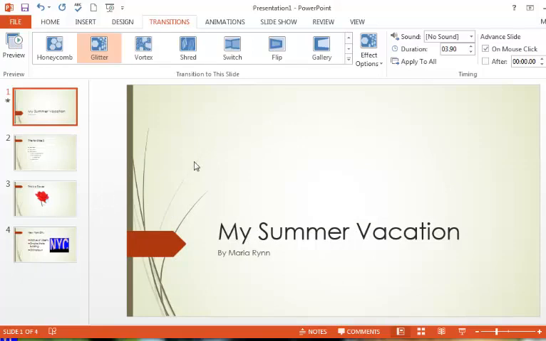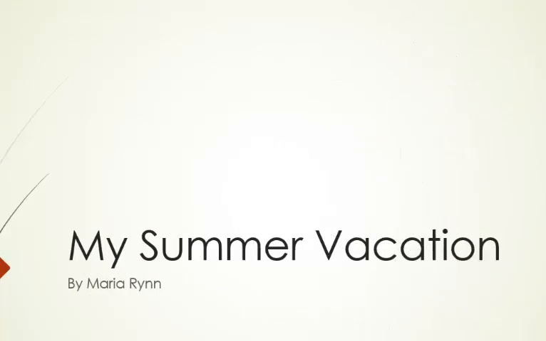I'm now going to run the slideshow so that you can see what it looks like to the audience. Another way to run the show is in the lower right-hand corner of the screen. There's a small icon entitled Slideshow. If I click that icon, the slideshow will run automatically from the beginning. So let's do that. You'll see the glitter transition appear and then the first slide.